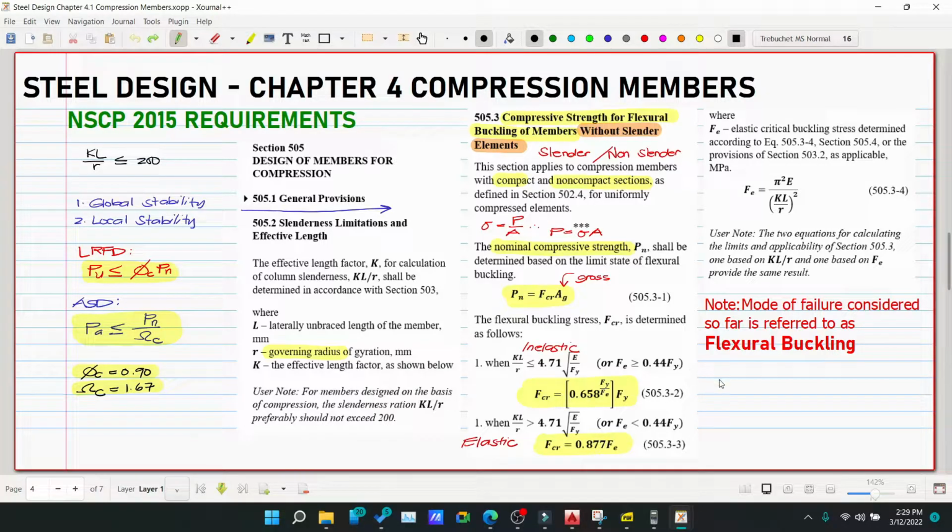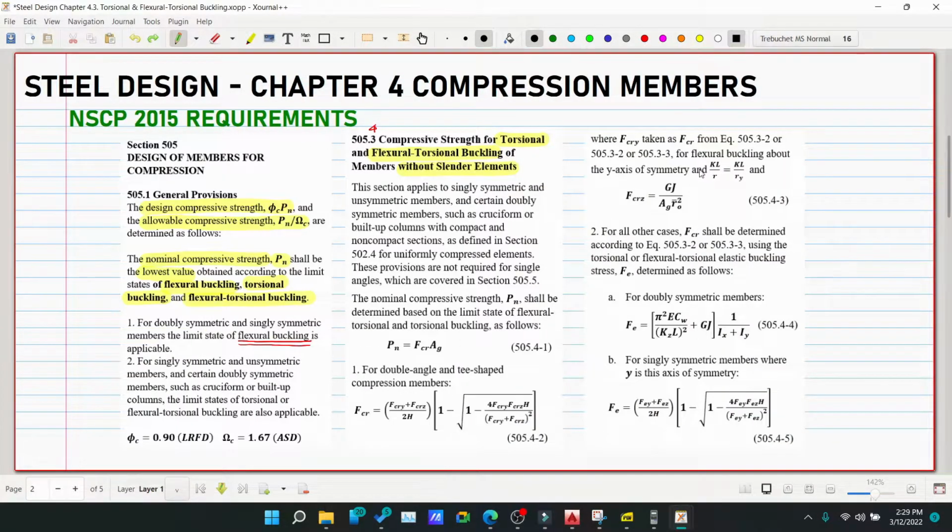Okay, so ibig sabihin, kung ang Fcr natin is Fcry, ibig sabihin yung ating KL over r is magiging KL over ry para makuha natin yung ating Fcr in terms of Fcry. Sabi niya dito, ganun naman siya, di ba? Ayan. Yung ating KL over r is magiging KL over ry. Doon natin kukunin yung ating Fcry. Then yung ating Fcrz is equivalent to GJ over Ag multiplied by r-bar sub o squared.